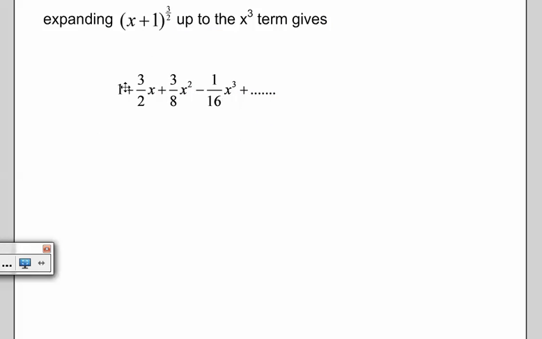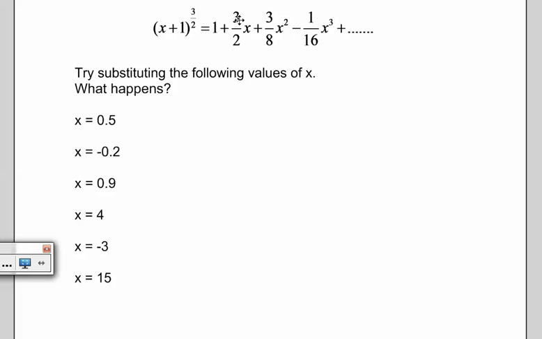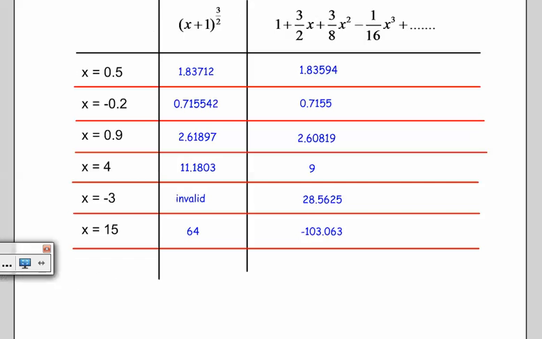So going back, I've got my expression here, and we've said that that's actually going to be an infinite series. So what we might like to know is, if it's an infinite series, is it going to work for all values of x? So I've chosen some values of x here, and I'm going to substitute those values into the left-hand side and into the right-hand side and see if we get a good approximation. Now you might like to stop the video here and try those yourselves. So if you did that, this is what you should have found.